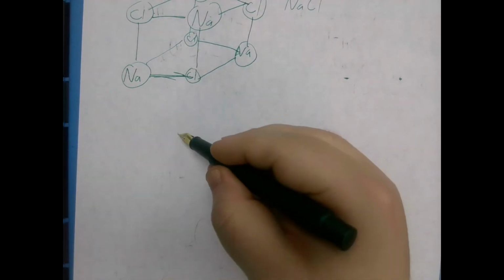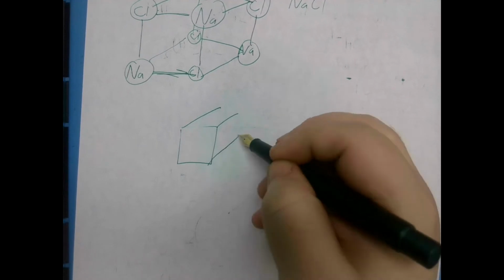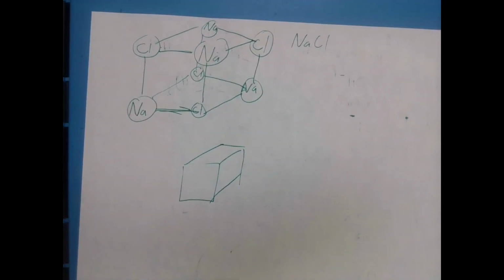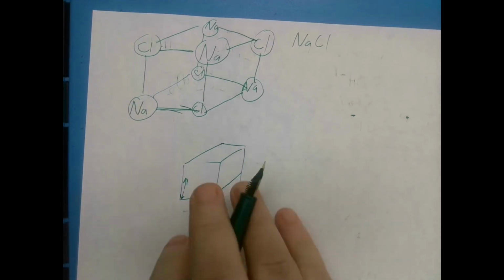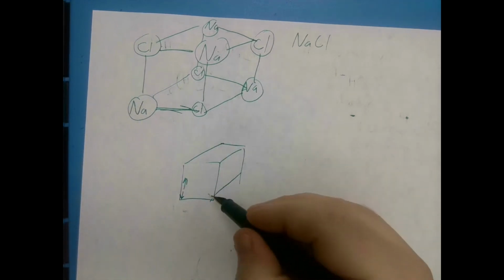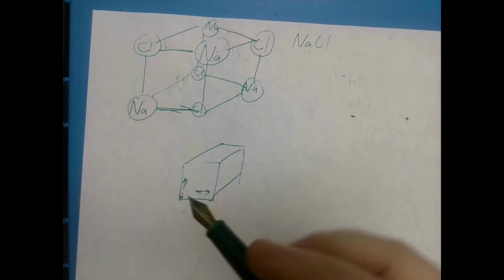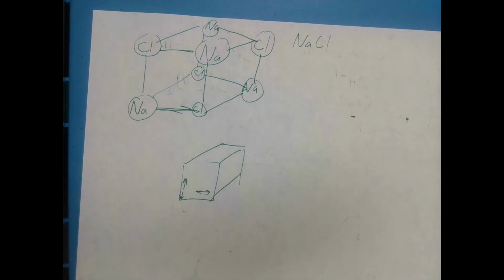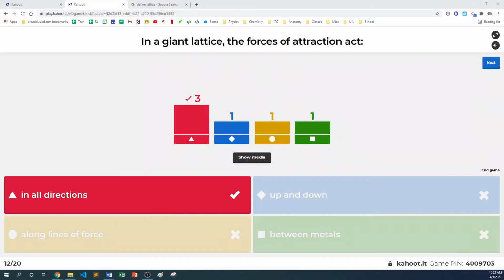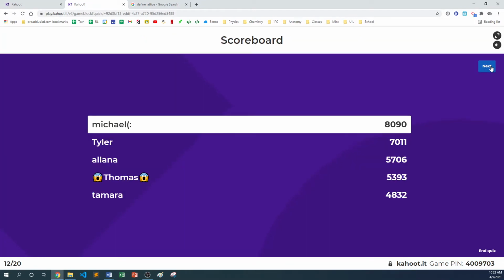Even if you didn't know what the structure of salt looks like, imagine you have a cube of salt. It's a 3D square. If the charges were only up and down, wouldn't it just fall apart? If the charges were only left and right, as soon as we put the charges, you would be able to push off layers of the salt. So how could it possibly be only up and down or left and right? Good science. Michael, did you get that right too? Yes. So it has to be in all directions for it to stay a solid.